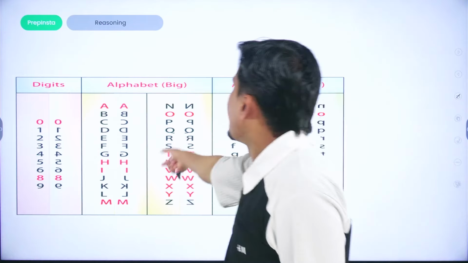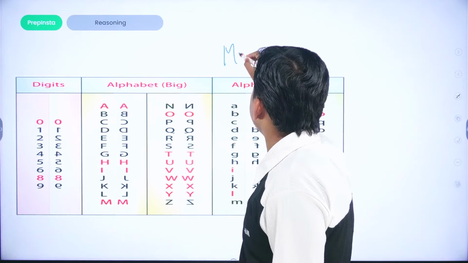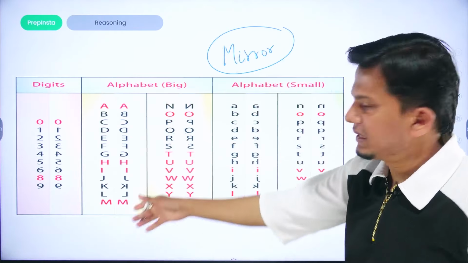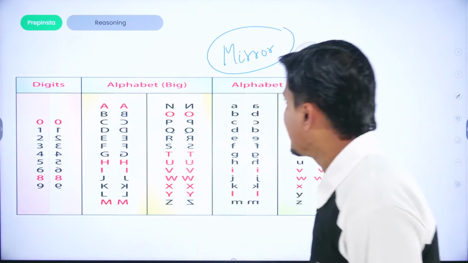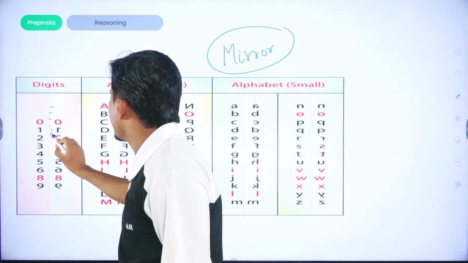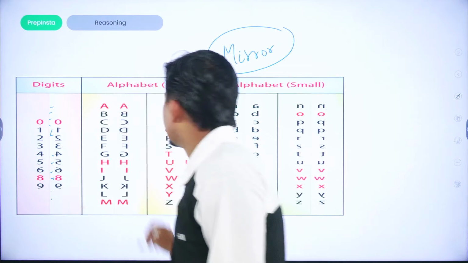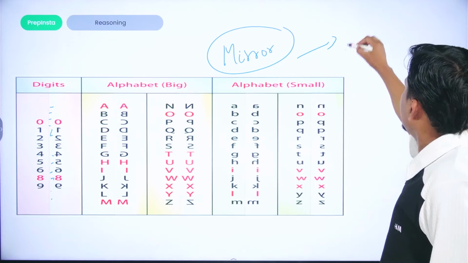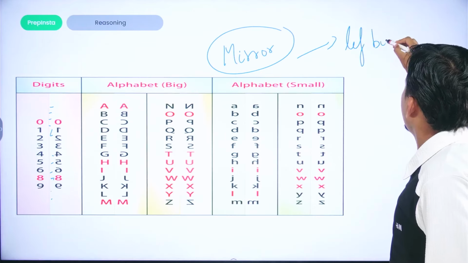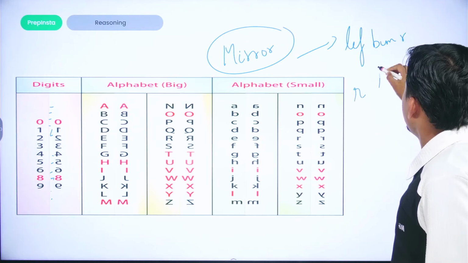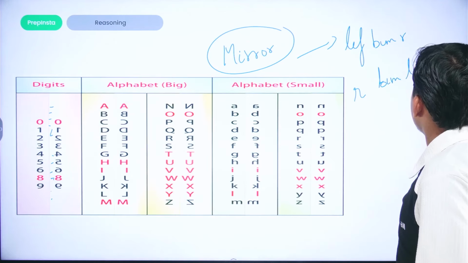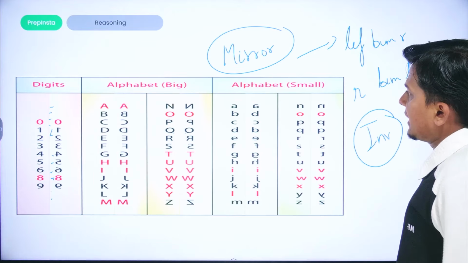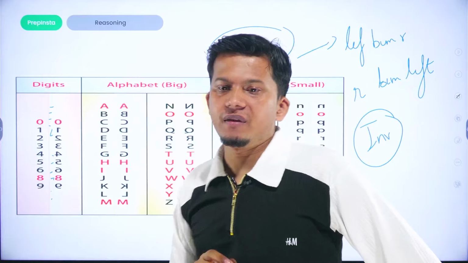This is the example of mirror images. All the letters, all the alphabets and all the digits are written down, and here if we place the mirror image here, we can check the images. So in this particular object, the left becomes right and right becomes left. So there is a concept of inversion here, right? Let us help you understand more with the help of examples.